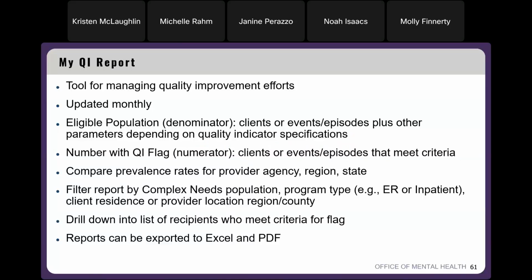It's a tool for managing quality improvement efforts. And within the quality indicator report, we display the eligible population for each of the different indicator sets or flags. And what is the eligible population? Another way to think about that is the denominator. And this is the number of clients served by your organization in the past 9 months plus any other parameters depending on the quality indicator specifications. So that's something that, again, depending on flag to flag, might differ.